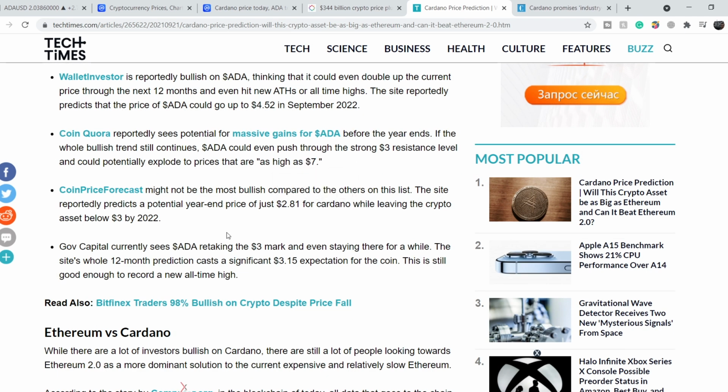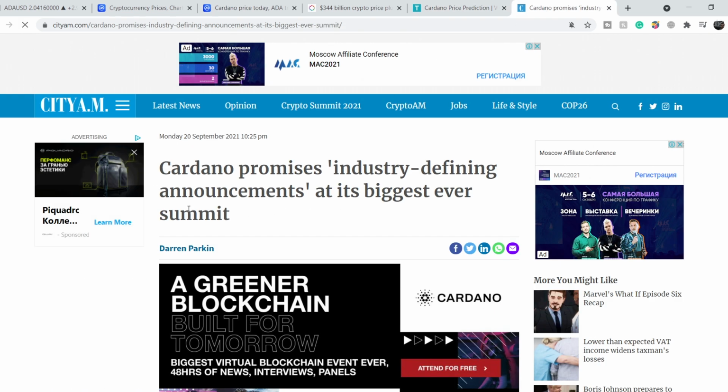Next one, Coin Price Forecast, has a price target of $2.81. Also not so huge gains for this token. And the next one, GOV Capital currently sees ADA at the $3 mark. And I have to say that we have to break this mark in order to achieve higher price targets. And what might be the catalyst for this movement? Let me show you this.